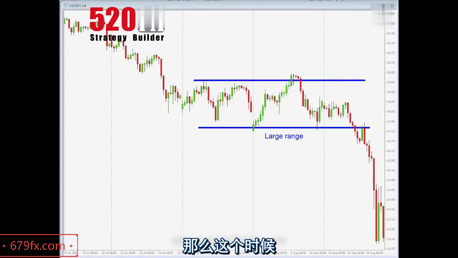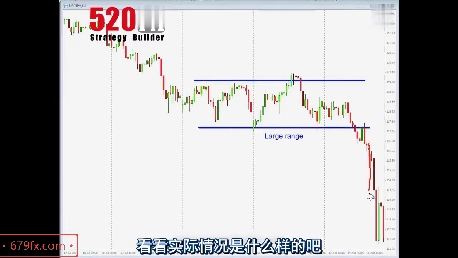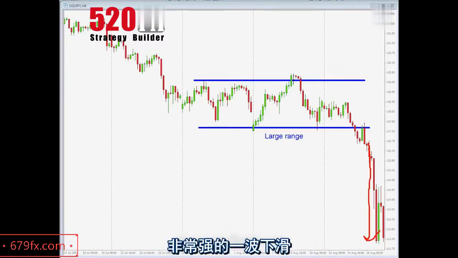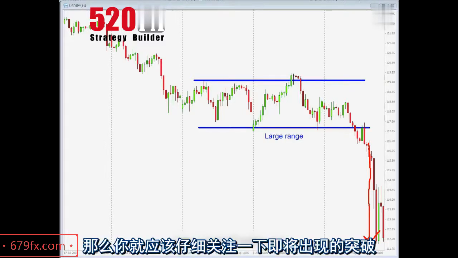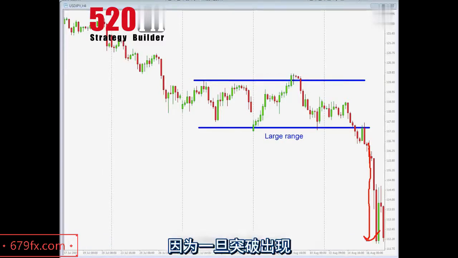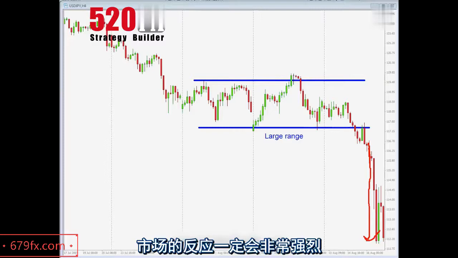And as they do, have a look at what happened. An enormous drop here, a very, very large drop, and very fast. This is something that I've been noticing throughout the years. If you spot a large range, keep an eye on that range, especially, well, not on the range in itself, but on the breakout, because once the breakout takes place, the market is bound to react very, very violently to that event.